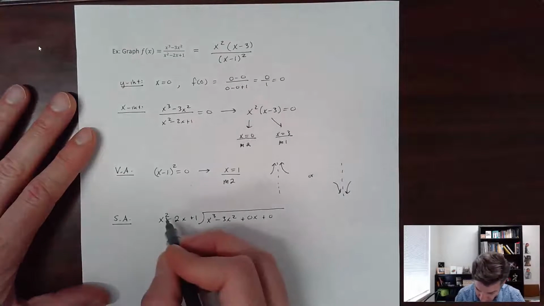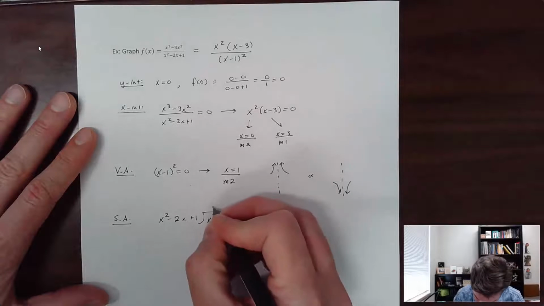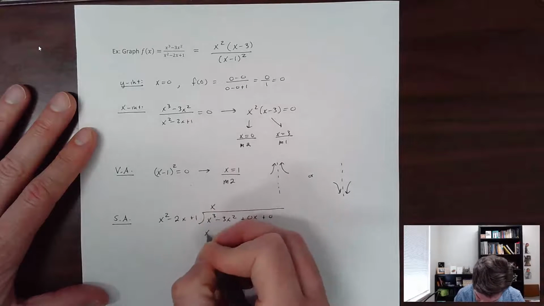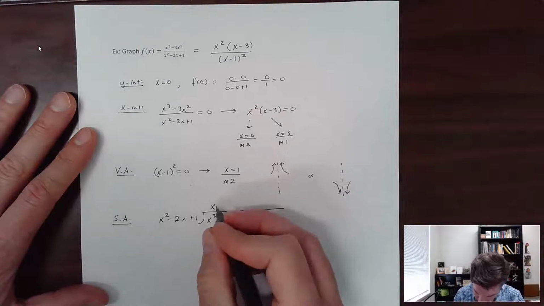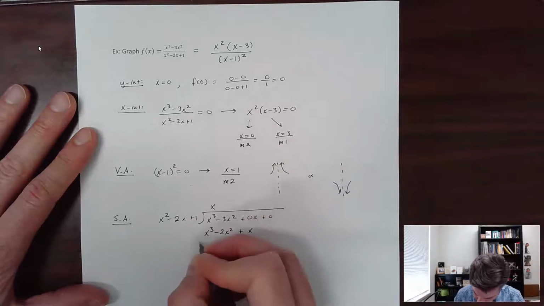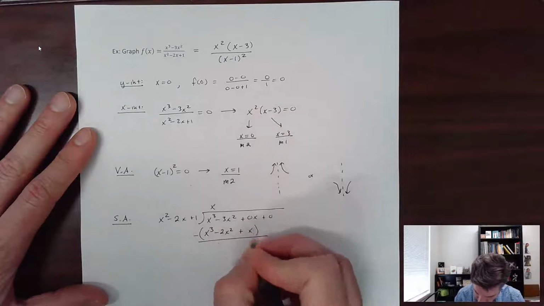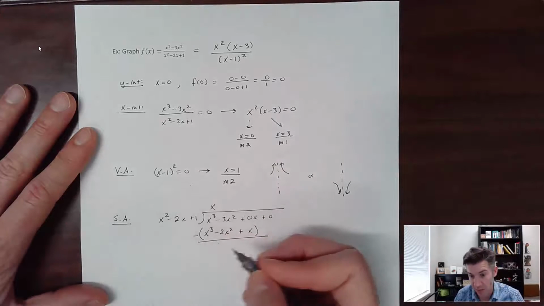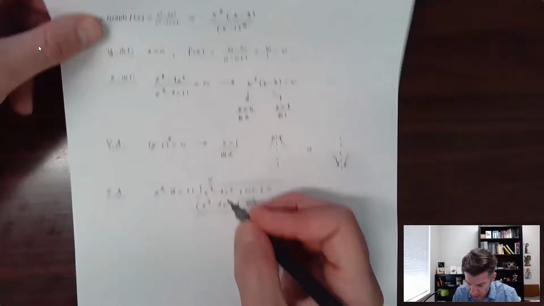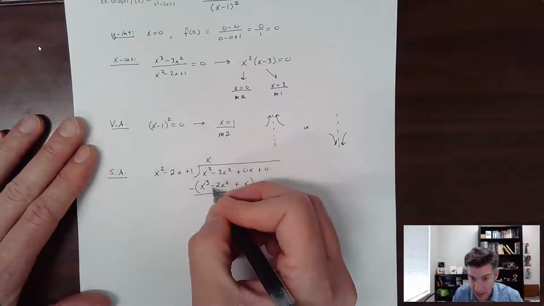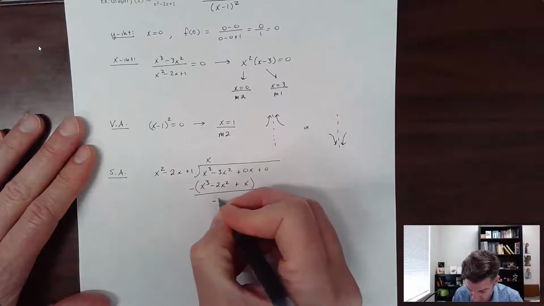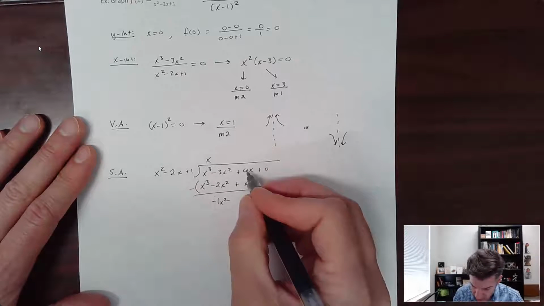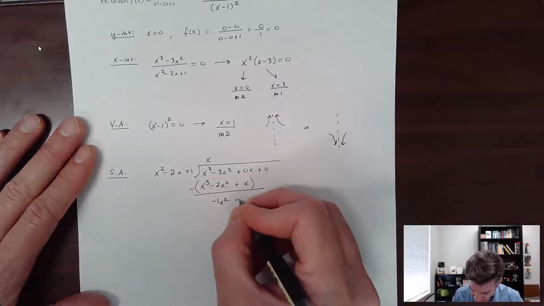So let's see. What do you multiply by x squared to get x cubed? X, of course. X times x squared is x cubed. X times negative 2x is negative 2x squared. And x times 1 is x. Subtract. That minus that is 0. Negative 3x squared plus, right, because it's minus and minus. So negative 3 plus 2 is going to be a negative 1x squared. And then 0 minus x is going to be minus x.